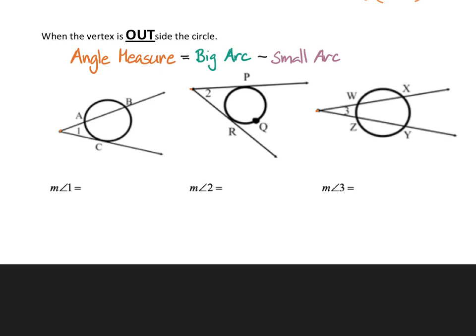So let's take a look at that, and I'm going to color code these in here. So if I look at this first one on the left, the big arc that's being intercepted by the angle is from here to here, and then the smaller arc is from here to here. On this one, our bigger arc is from here all the way to there. Smaller, from there to there. Big. And small.